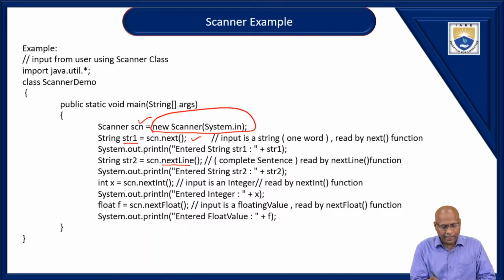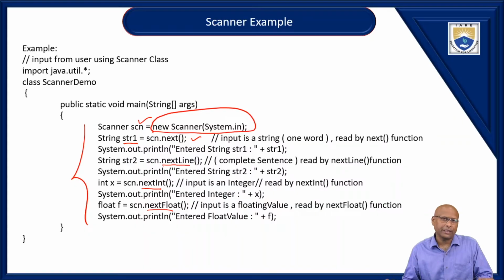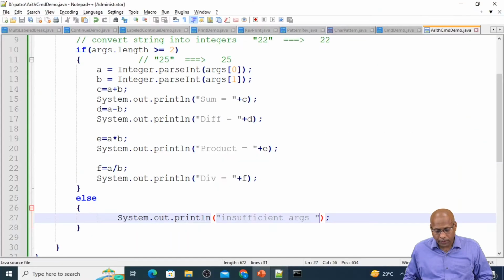Similarly, if you are interested to read an integer, use nextInt. If you are interested in a float, use nextFloat. Like this, you can read various kinds of data and you can do the operation. So, this is a simple example of how to use the scanner class. So, let me show you through my notepad. Let me go to my notepad.